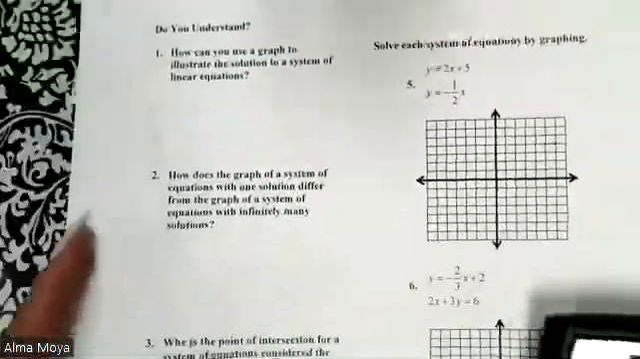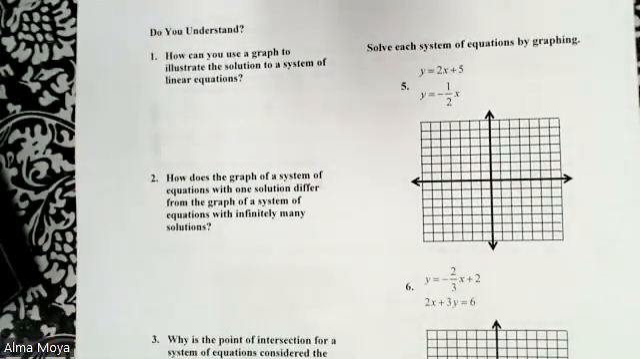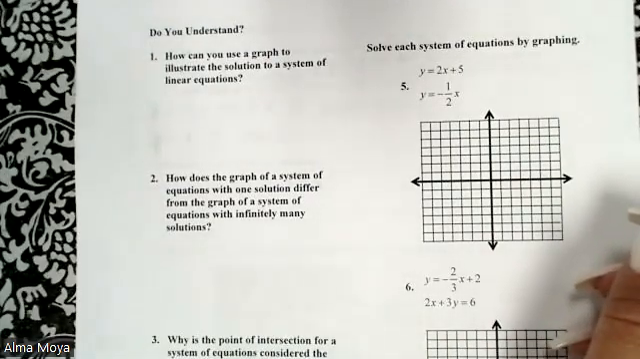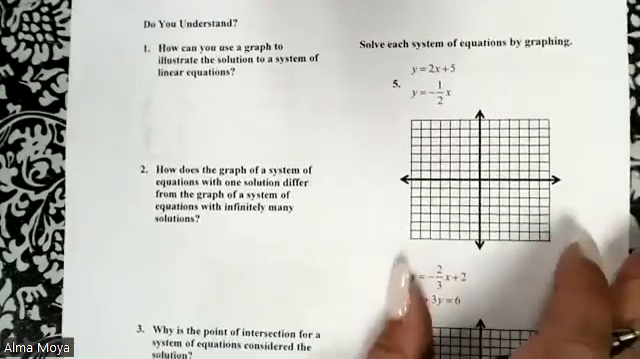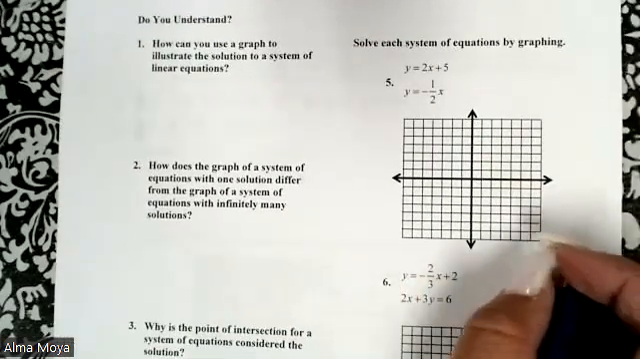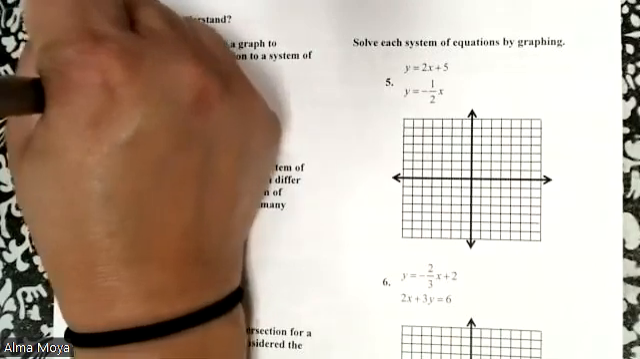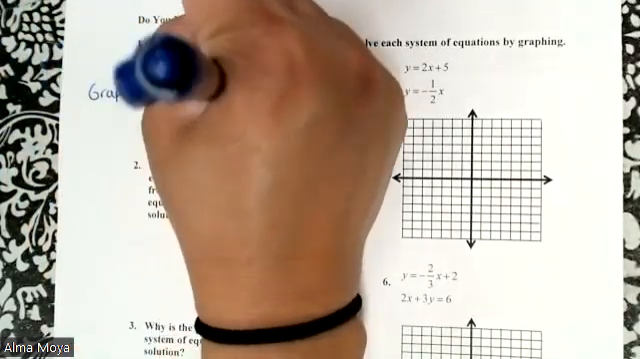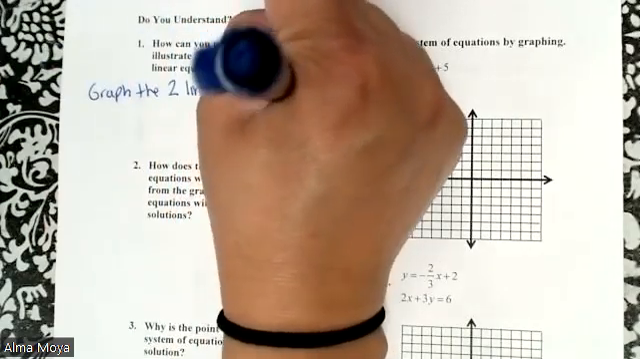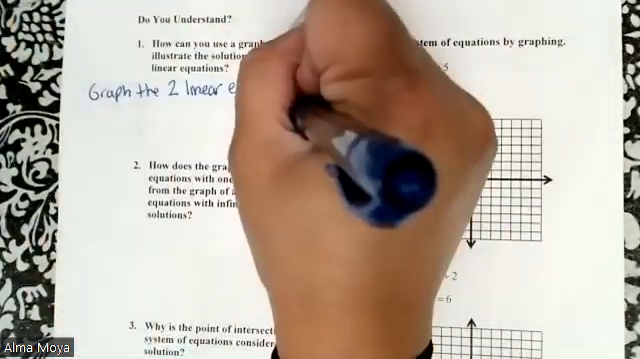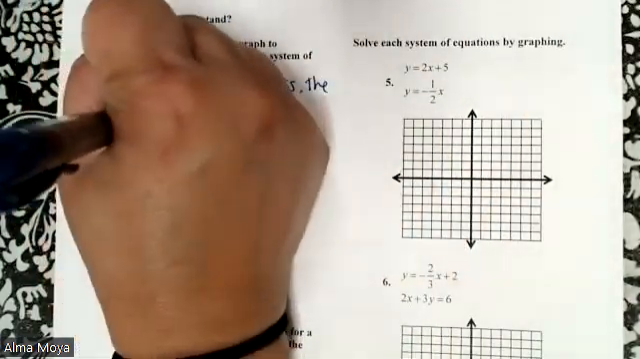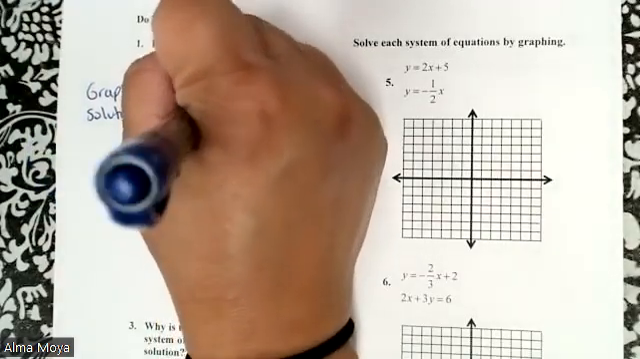Okay, that concludes our notes, but let's go ahead and check for some understanding here. So how can you use a graph to illustrate the solution to a system of linear equations? You can graph the two and check the point of intersection. So you can graph the two linear equations. The solution will be the point of intersection.